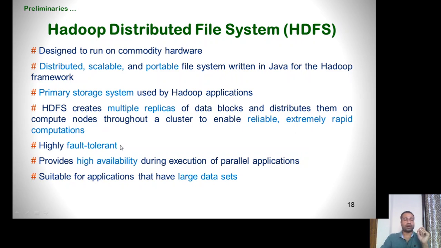It is highly fault tolerant. Obviously, when we have a backup copy of data on different nodes, if one node goes down, or one task goes down, then we can re-execute that task on some other node because we have a backup copy. Also, due to replication, it provides high availability during execution of parallel applications. Obviously, data is highly available because it is stored on 3 nodes, so you can get it from any node.